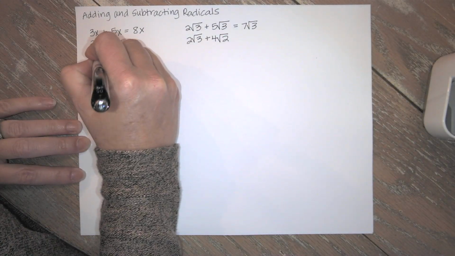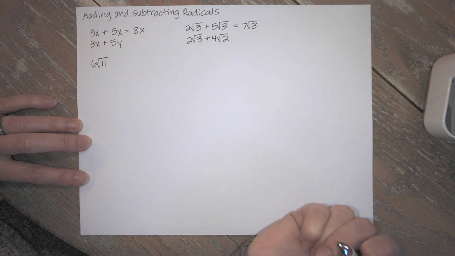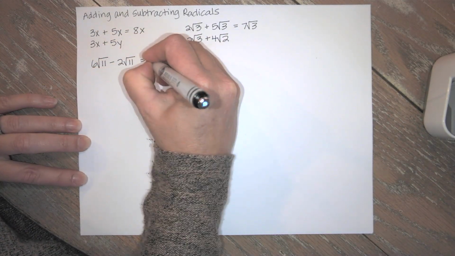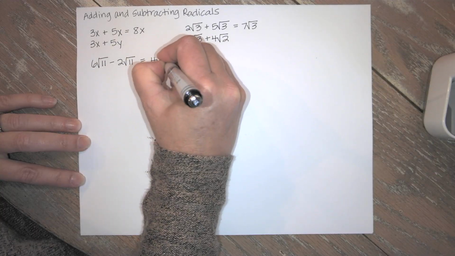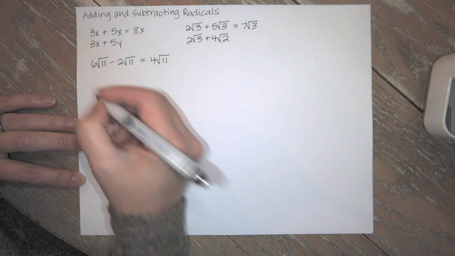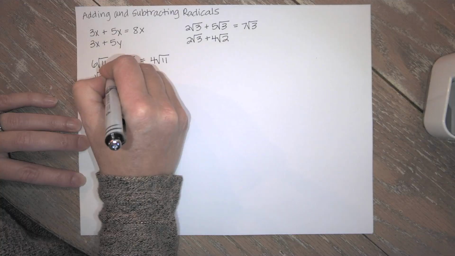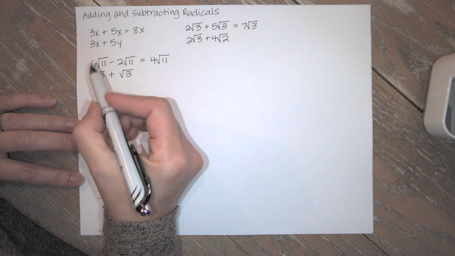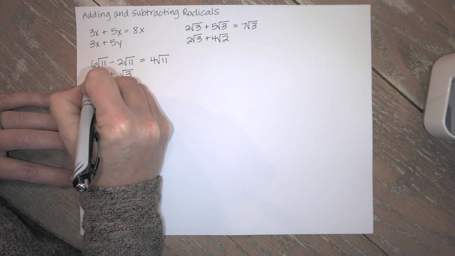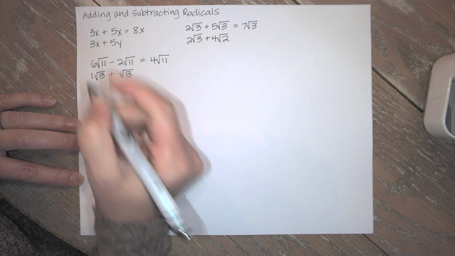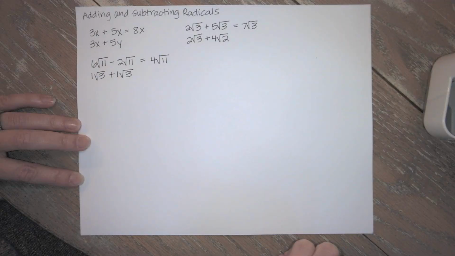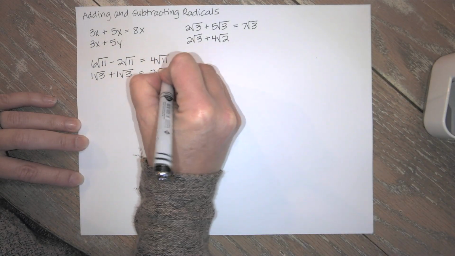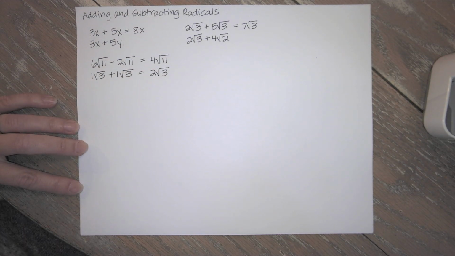So, I'll go through a few of these. If you have 6 square roots of 11 and you take away 2 square roots of 11, you would now have 4 square roots of 11. Or if you have the square root of 3 plus the square root of 3. In a case like this, this has an understood 1 in front of it. You have 1 square root of 3. And this has a 1 in front of it. So you have plus another square root of 3. And that will give you 2 square roots of 3.